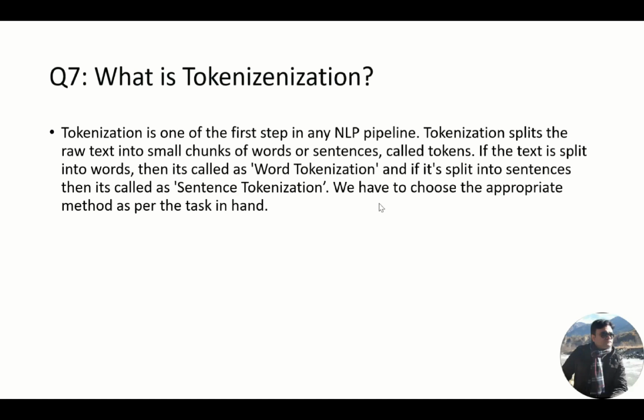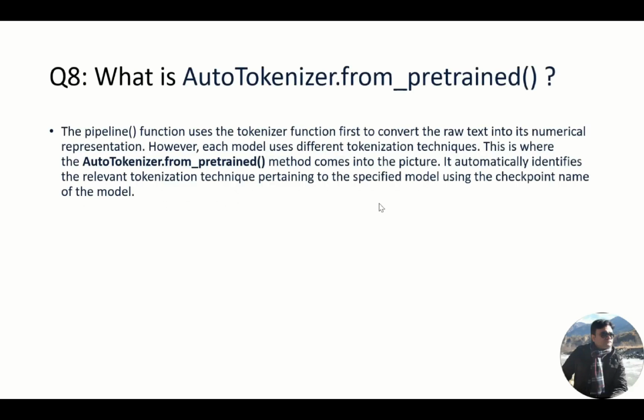First, tokenization happens. Okay. Next question: what is the AutoTokenizer from_pretrained method? In the previous slides, as we discussed, the pipeline uses the tokenizer function first to convert the raw text into the numerical representation. However, each model uses different tokenization techniques, right? Because all of the models will not use the same technique, right? This is where the AutoTokenizer from_pretrained method comes into the picture.